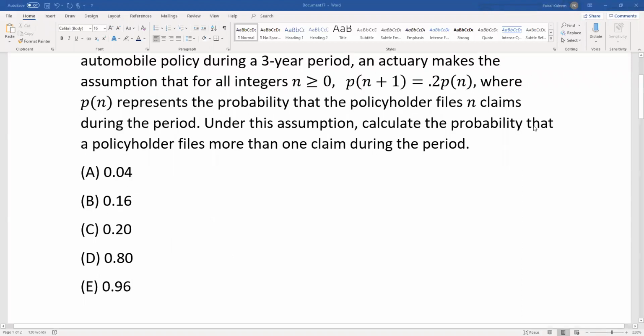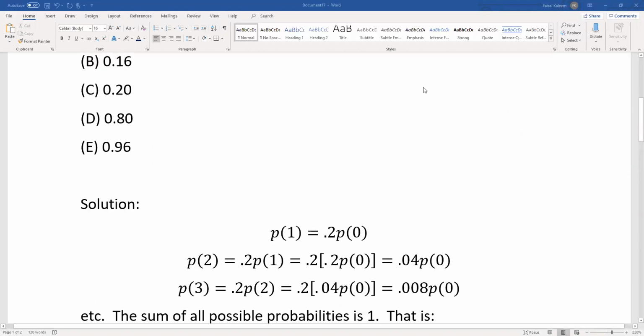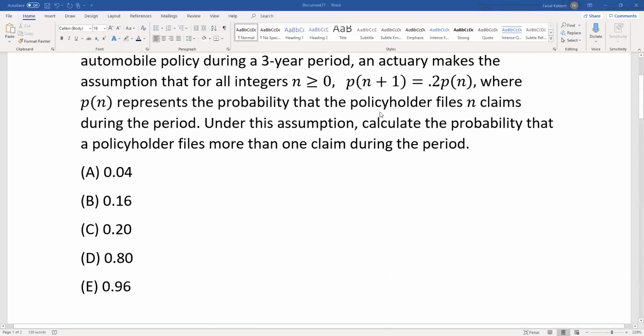So we have this recursive formula. P1 is calculated by putting n equals 0 in this equation. So P1 will be 0.2 P0. P1 equals 0.2 P0. Similarly, P2 will be 0.2 P1 by putting n equals 1 in this equation. P2 equals 0.2 P1.